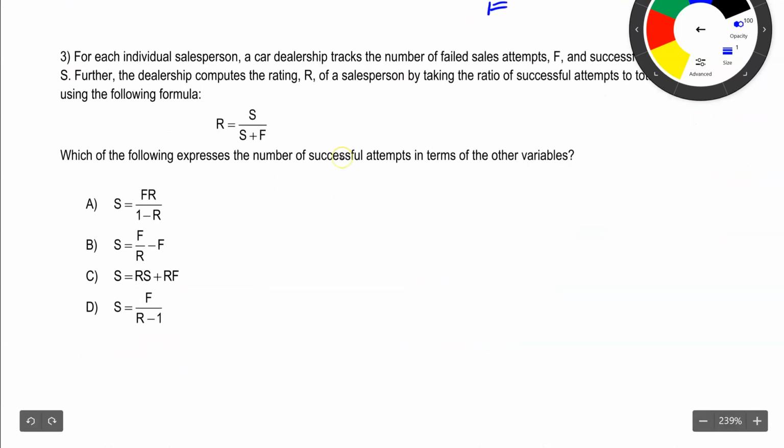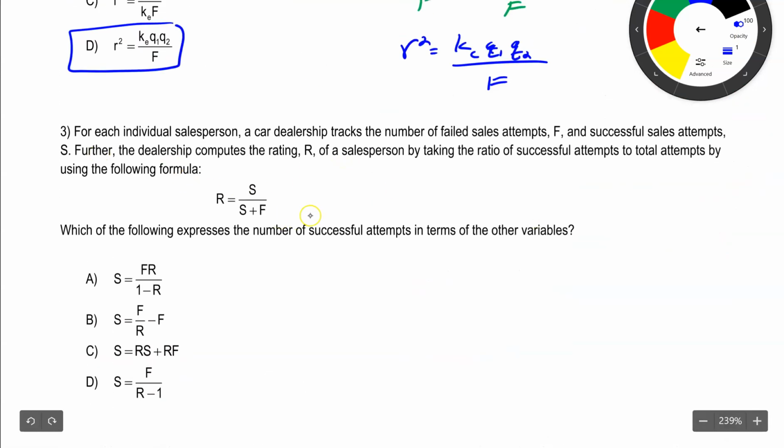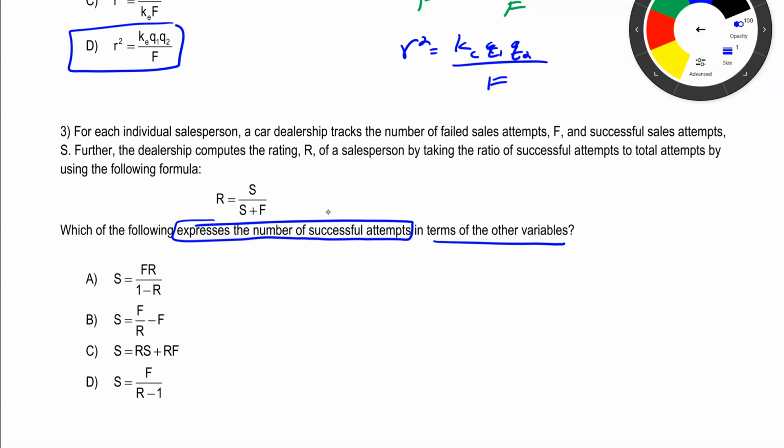All right, last one. So again, you've got all this stuff happening. Now in this one, we actually are going to need the wording, and here you're going to see why. You see how it says, which of the following expresses the number of successful attempts in terms of the other variables? So we have to read back through: which letter talks about the number of successful attempts? Well, successful sales attempts is S. So we're going to solve for S. Again, all the other wording doesn't really matter that much in solving this problem.